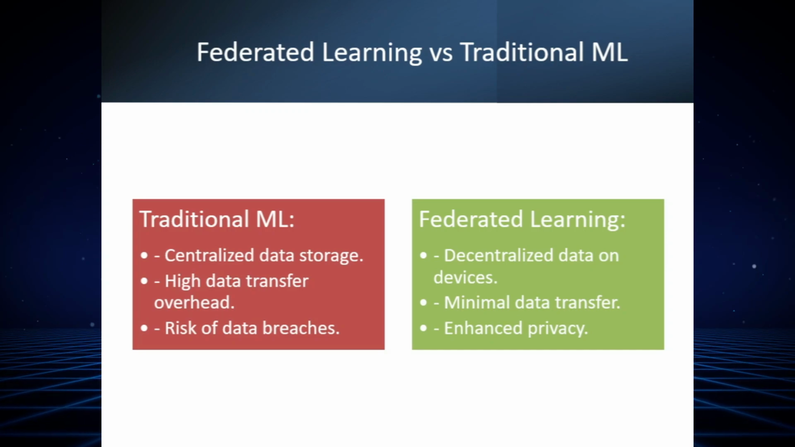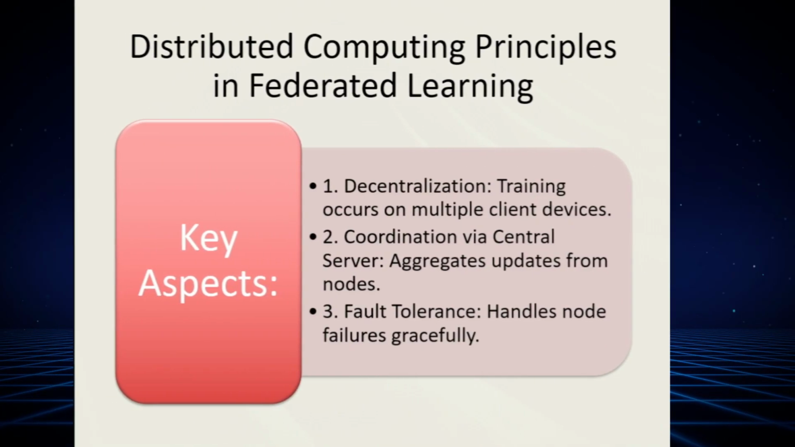Traditional ML. In traditional machine learning, data from all sources is collected and stored centrally. This poses risks of data breaches, requires high bandwidth, and leads to heavy computational demands on a single server. In contrast, federated learning keeps data on each device. It trains models locally, sends only model updates, not raw data, and merges those updates into a central model. This improves security, reduces bandwidth usage, and lowers computing load on individual servers.